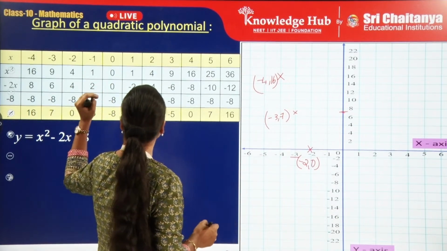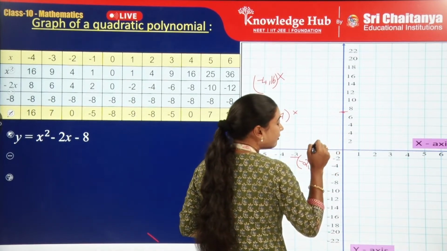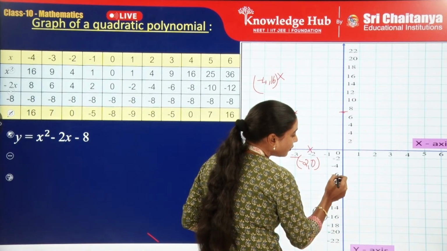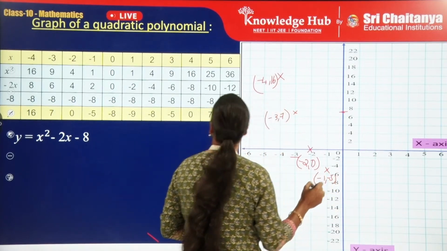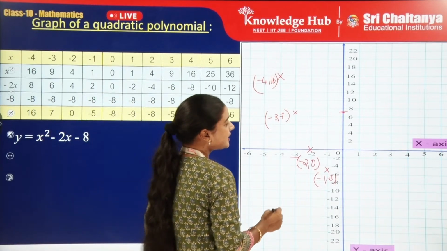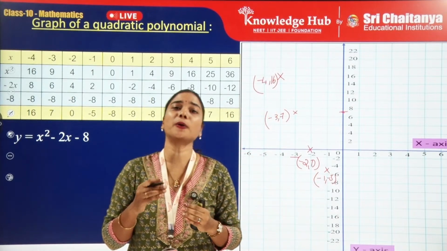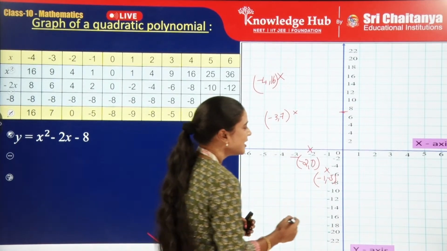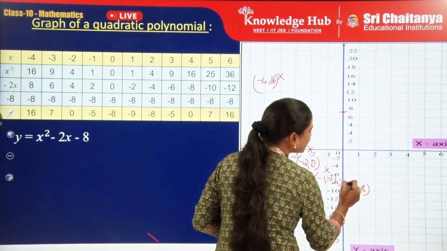And the next point was -1, -5. So the x coordinate is -1, the y coordinate is -5. -5 lies between -4 and -6. Hence the point will be here, -1, -5. And then 0, -8. The x coordinate is 0, the y coordinate is -8. When the x coordinate becomes 0, the point lies on the y-axis. Now mark the point on the y-axis, 0, -8.